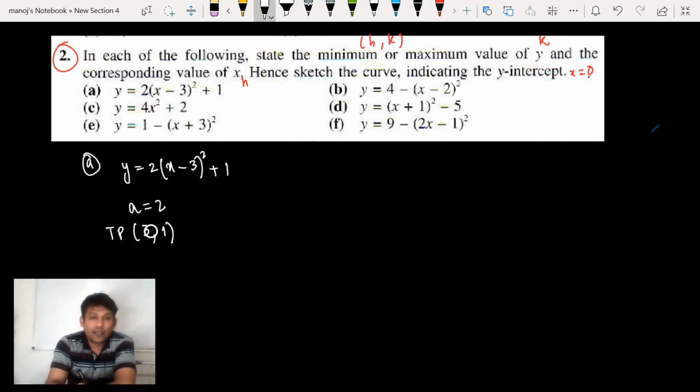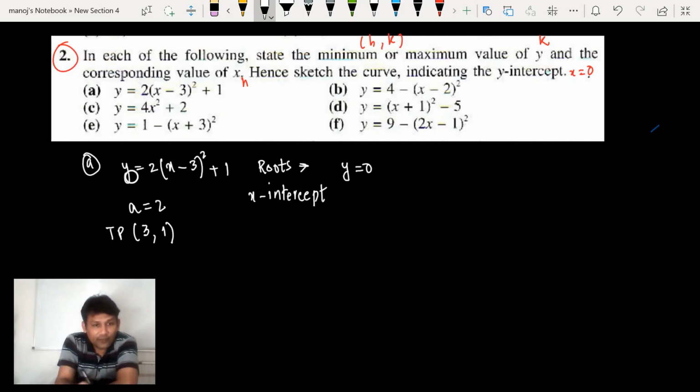What we need next, as I have discussed, is roots. Roots means the value on the x-axis, that is also called the x-intercept. So x-intercept means the y will always be 0. And please remember the meaning of roots: y is 0, value on the x-axis. Okay, we are finding y is 0. I will substitute y is 0 here: 0 equals 2x minus 3 whole square plus 1.